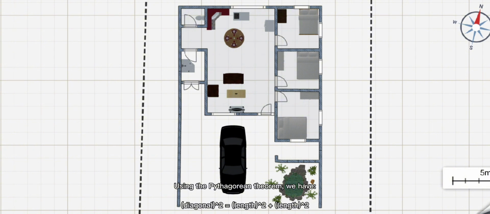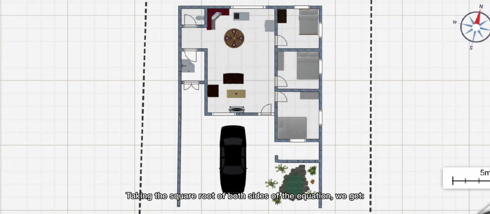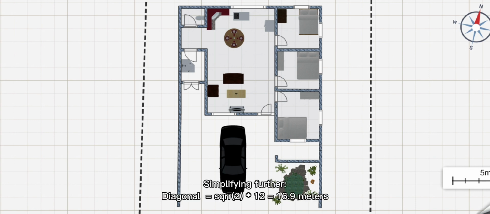Using the Pythagorean theorem, we have diagonal squared equals length squared plus length squared. Simplifying further, diagonal squared equals 2 times length squared. Taking the square root of both sides of the equation, we get diagonal equals square root of 2 times length. Simplifying further, diagonal equals square root of 2 times 12, equals 16.9 meters.